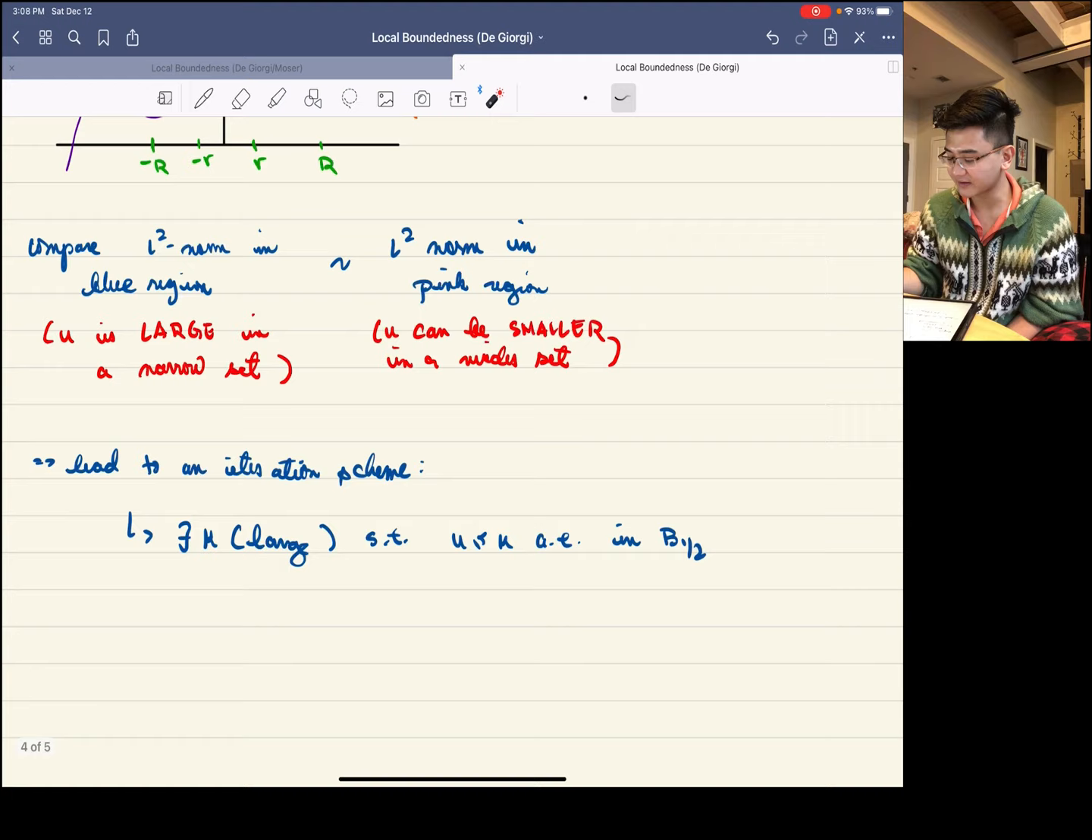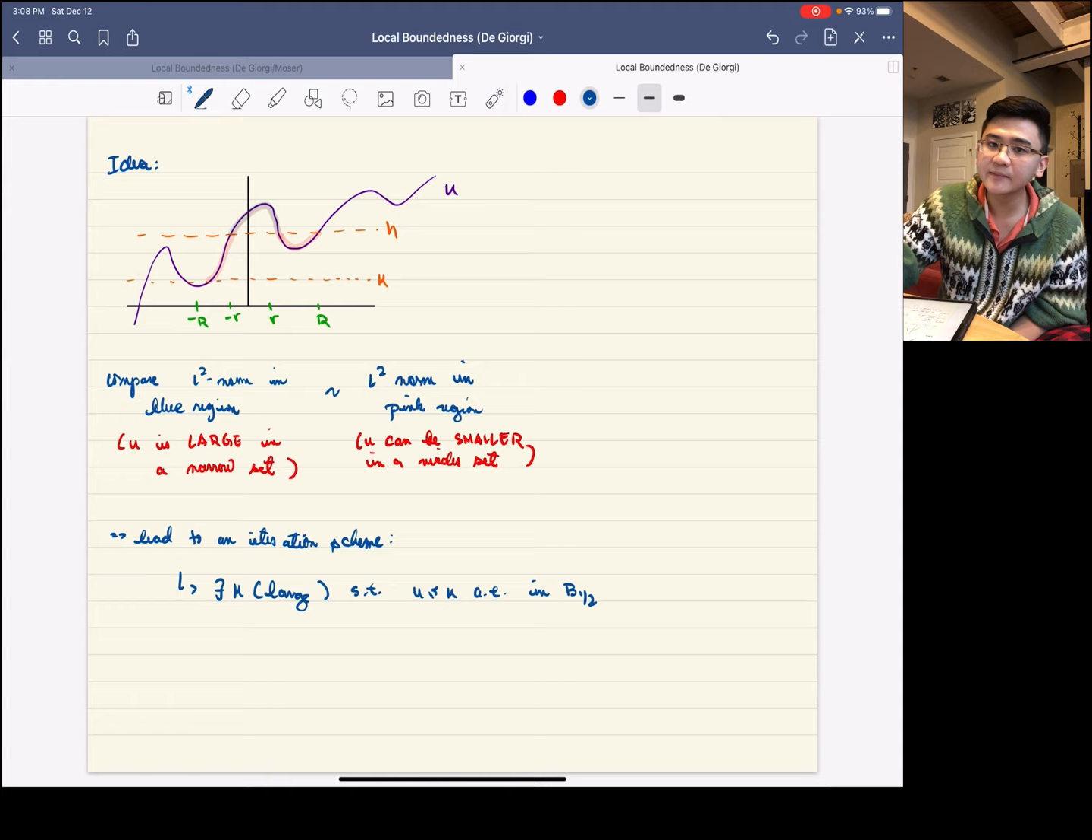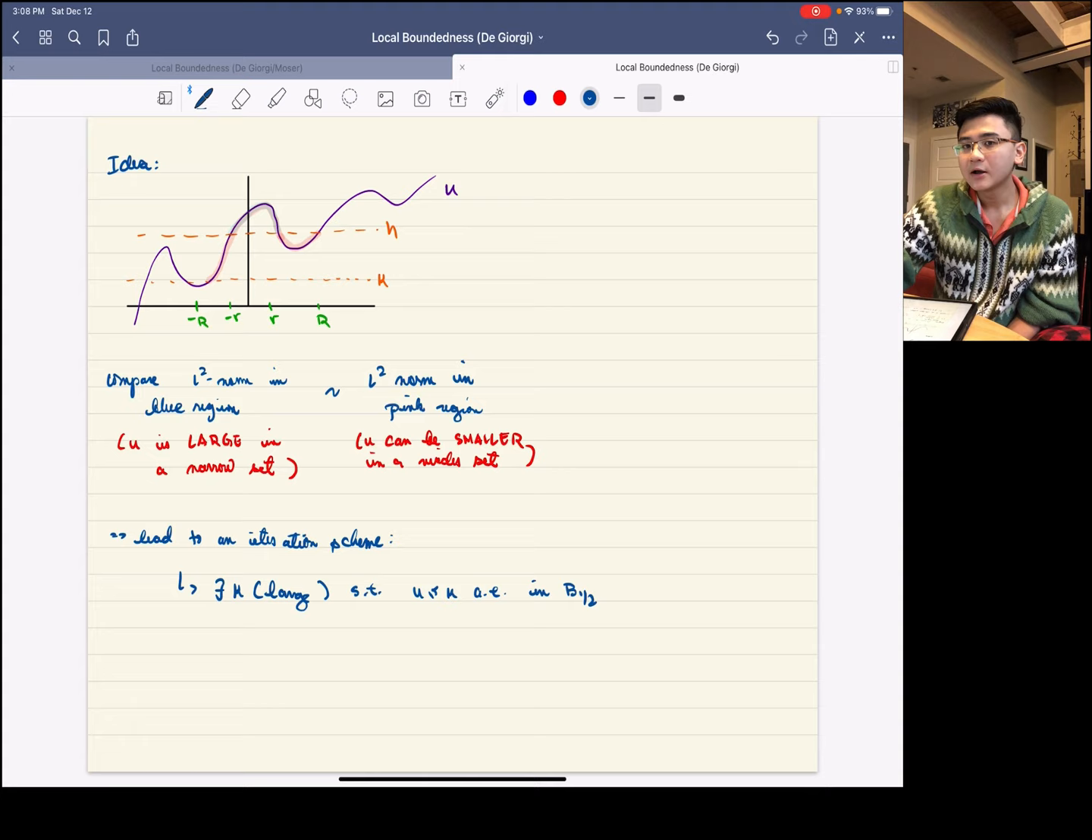Okay. So there are, I think, three ways of attacking this. In the book that I'm using, which is Han and Lin's book on second order elliptic PDEs, they presented the De Giorgi and Moser approach. I think Nash has a different approach.